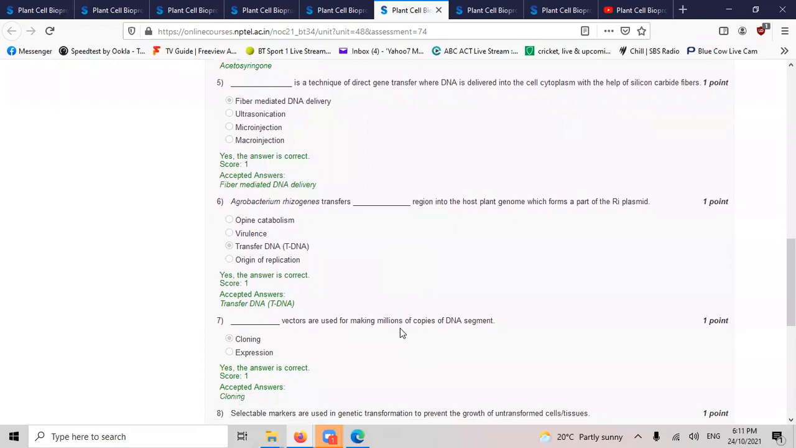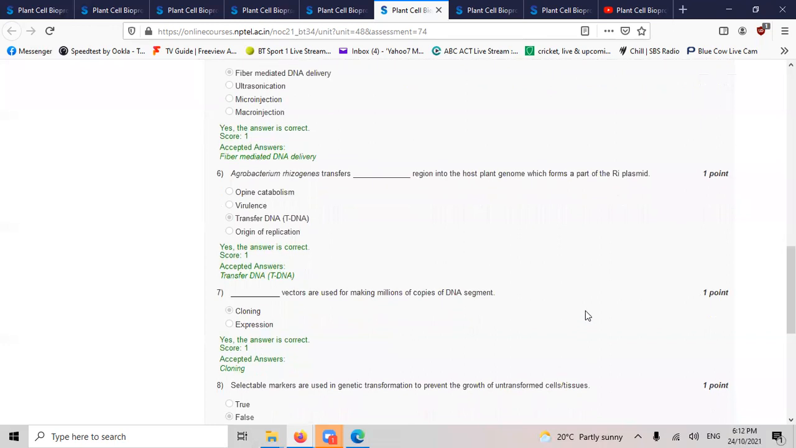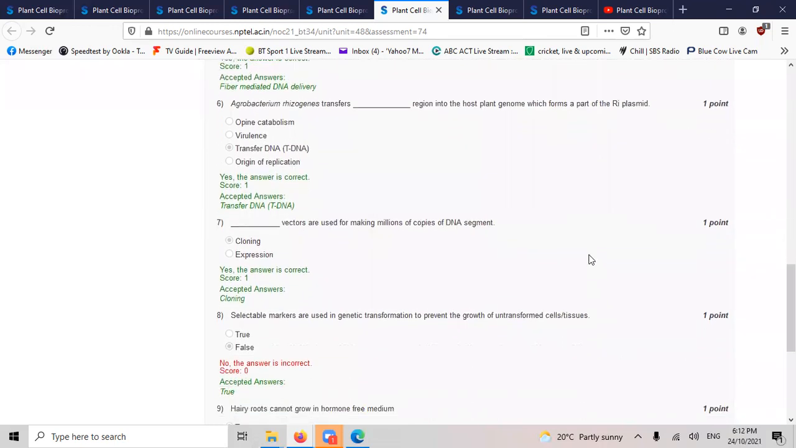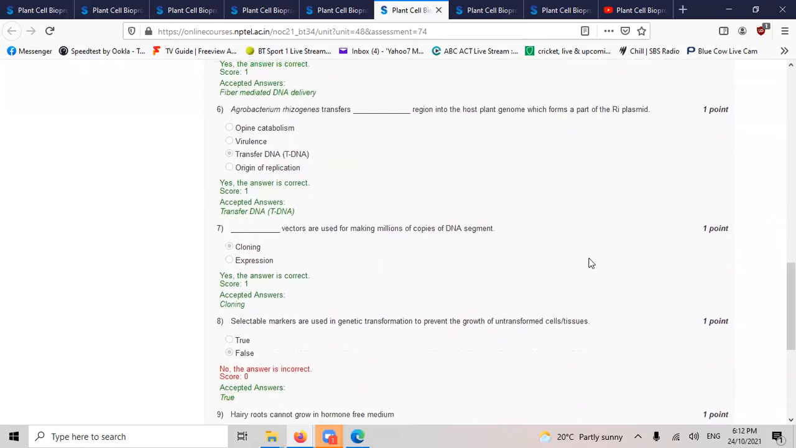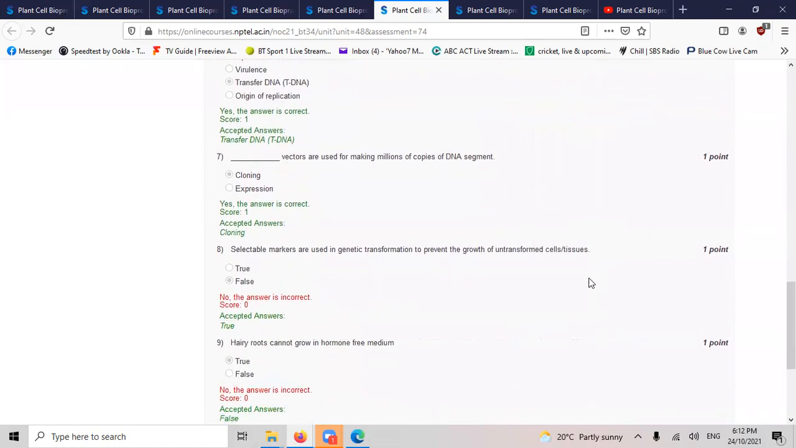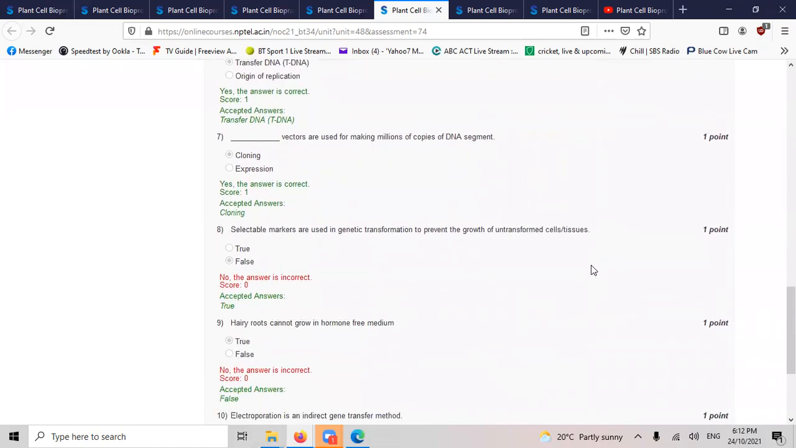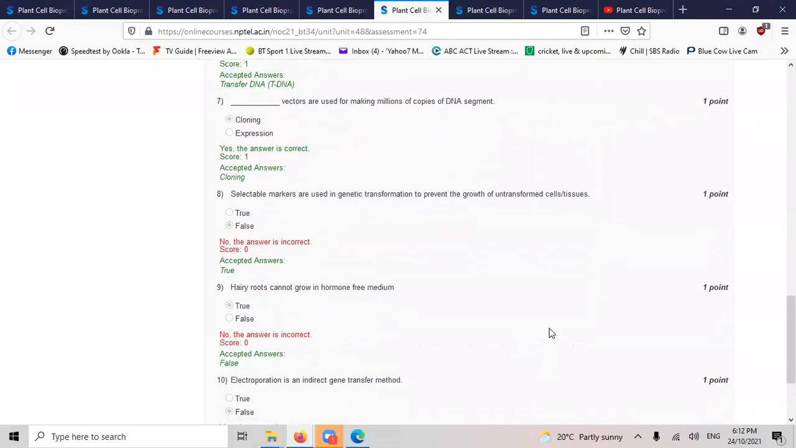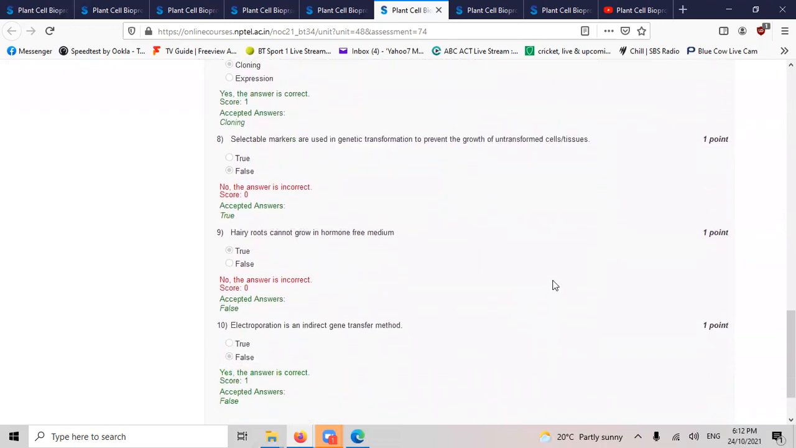Selectable markers are used in genetic transformation to prevent the growth of untransformed cells. This must be true, because you want to use selectable markers. Yeah, it's true. Hairy roots cannot grow on hormone-free medium. True. Electroporation is an indirect gene transfer method. No, it's a direct transfer method. So it's false.